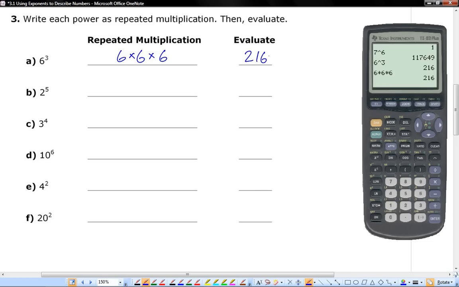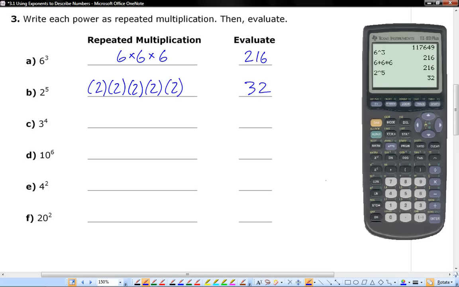Another way to write repeated multiplication is to use brackets. So here is 2 times 2 times 2 times 2 times 2. And 2 to the power of 5 is equal to 32.